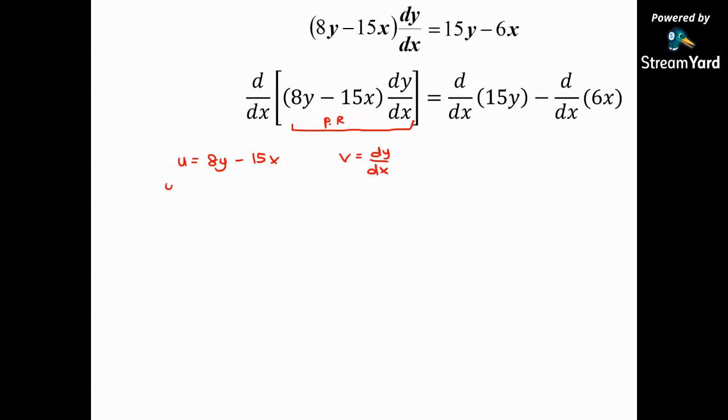Okay, so u prime, differentiating 18y, so this is 18 dy over dx. We are using some chain rule over here. Differentiating negative 15x, that is negative 15. v prime, differentiating dy over dx, that will be the second derivative, so d2y over dx squared.